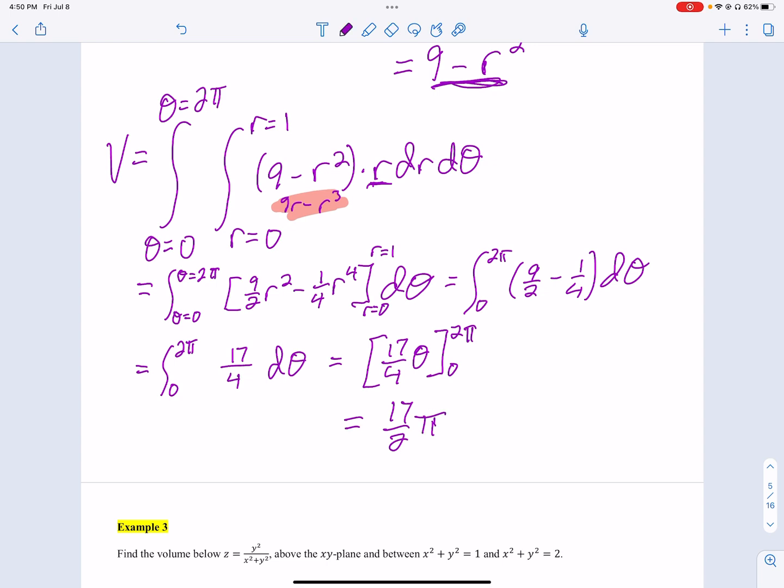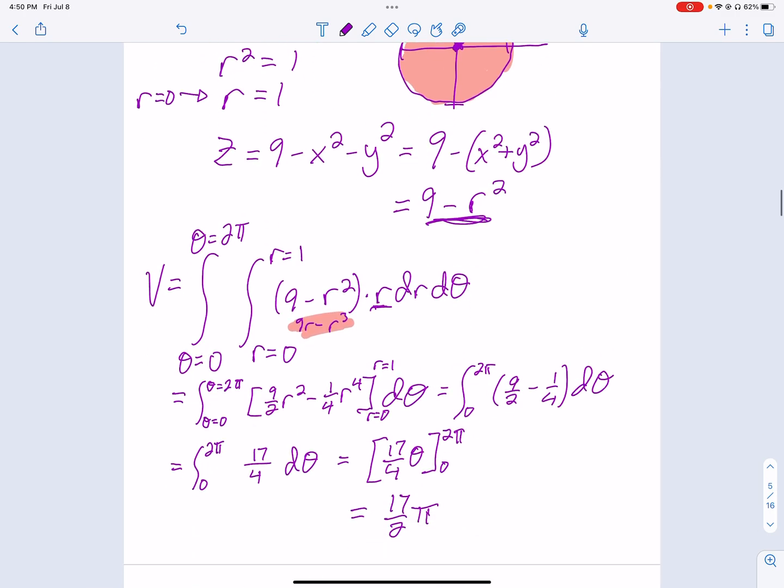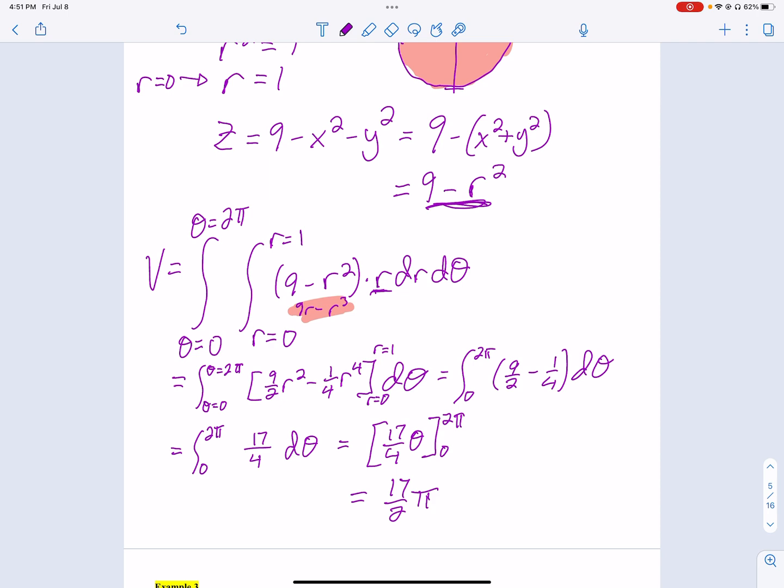So it is much quicker. I would encourage you, if you want to, try to do it in rectangular and see if you can get the right answer. It could be quicker. Sometimes these are, sometimes they are not.